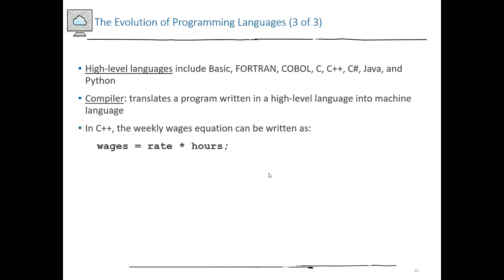I'm going to go further on programming languages. After assembly language programming, high-level languages were developed, such as BASIC, Fortran, COBOL, C, C++, Java, and now Python. And these languages need a compiler so that programs written in a high-level language can be compiled into machine language, so that the computer can understand the instructions.